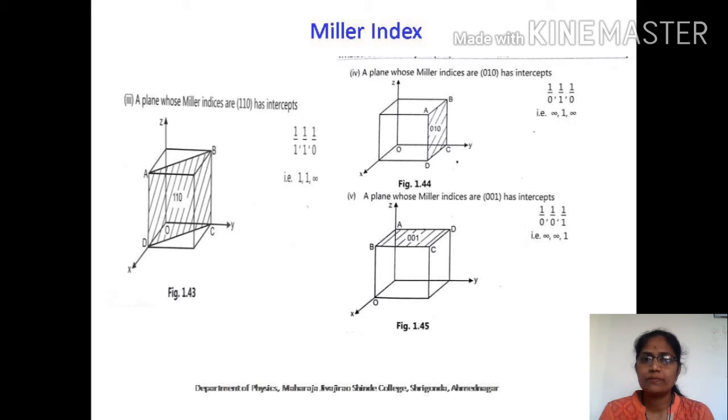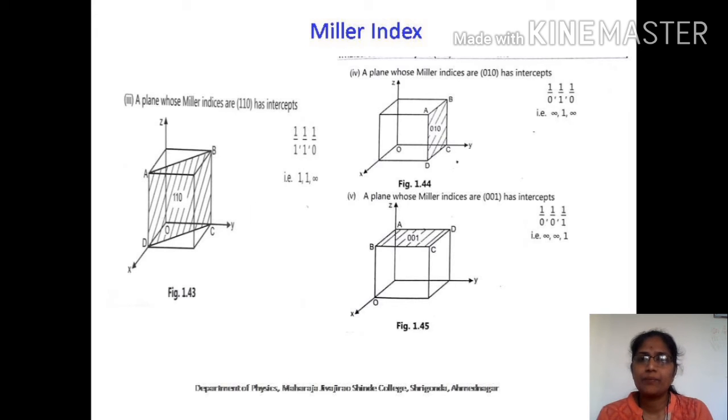Now draw this plane. First of all you have to draw a cube. You have to show the three crystallographic axes and now show the cuts along the x axis at 1a, the y axis at 1a, and along the z axis we will not have any intercept. So the plane represented by A, B, C, D represents the 1, 1, 0 plane.